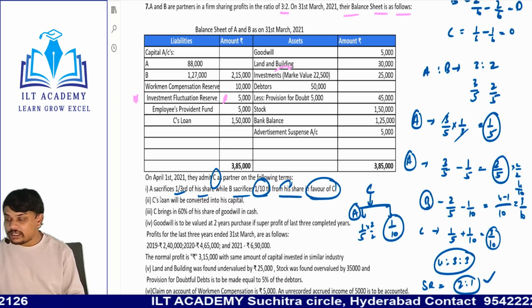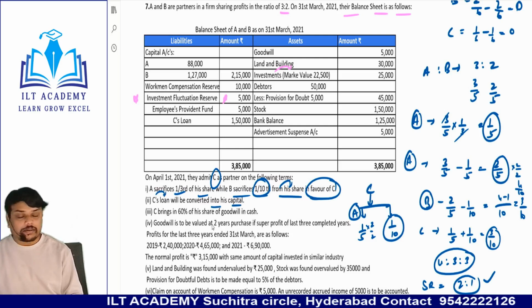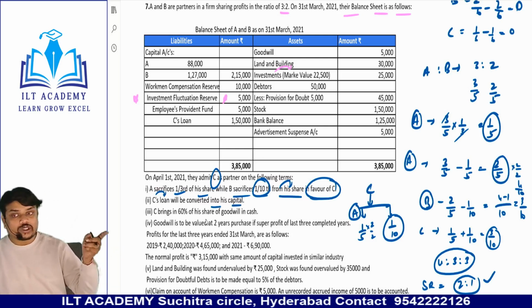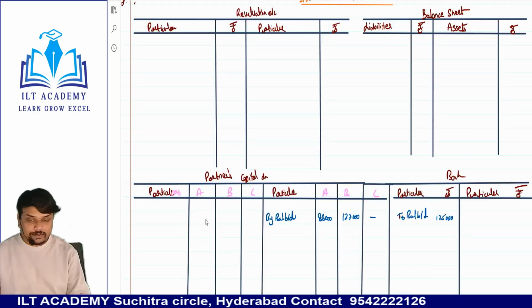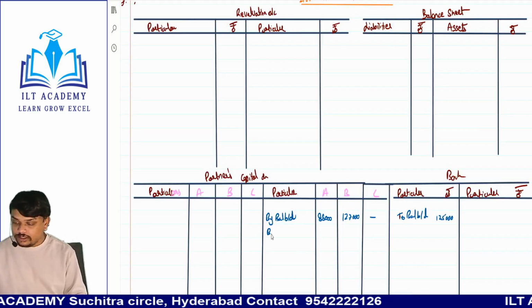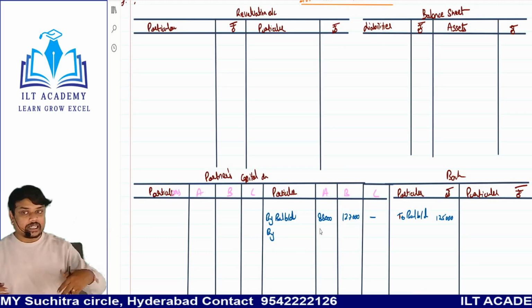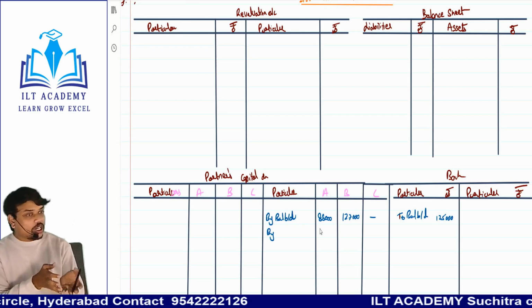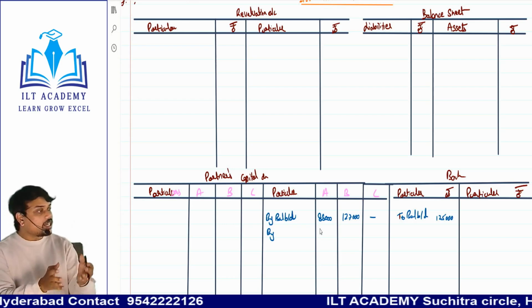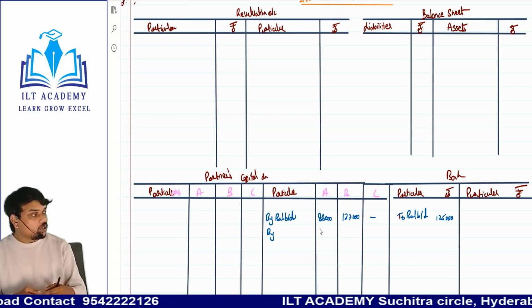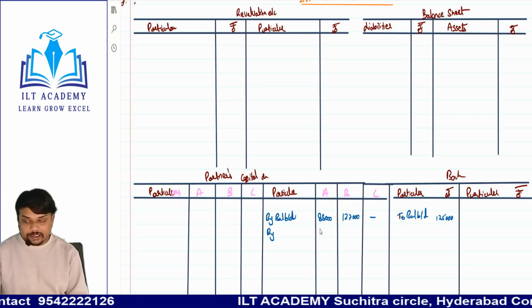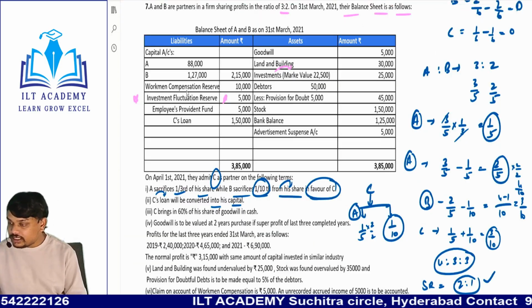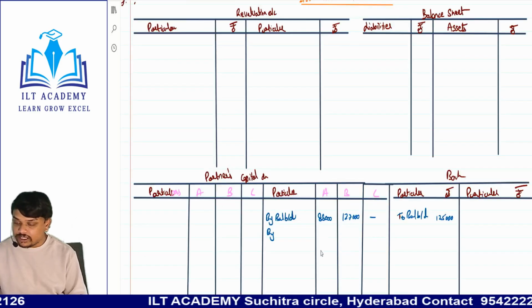Now C's loan will be converted into his capital. C's loan, that loan is going to be converted into what? Capital. So generally, when a new partner comes in, he'll bring what? Cash. But here what is happening? C was already a creditor, and we are making him a partner, so his loan is treated like capital. Okay, by C's loan account, C's loan account is 1,50,000.